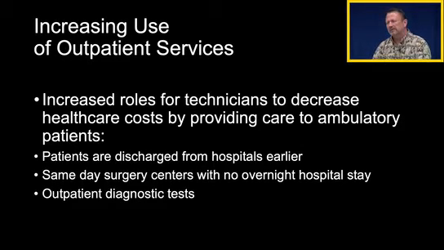And so again, by getting patients out of the hospital sooner, we save money, but we incur risk because they might have some problems down the road that we need to be aware of. And so as we decrease healthcare costs by providing more care to ambulatory patients sooner, we're going to need to be more vigilant about being on the lookout for problems that patients can still have, because again, the patients are being discharged from the hospitals earlier.